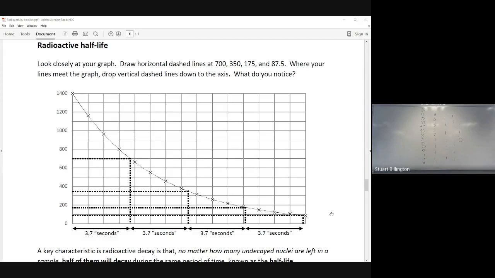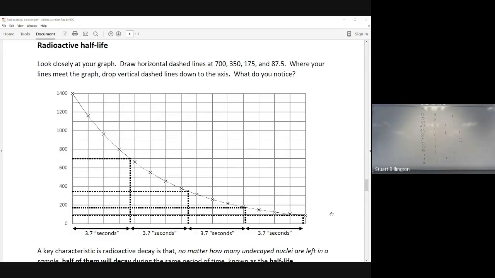When I'd thrown the dice 3 times, I still had a bit more than half left. But by the time I'd thrown the dice 4 times, I'd gone past the halfway line. I'd thrown out half the dice because half the dice had landed up on 6. So now I've got 700 dice left.